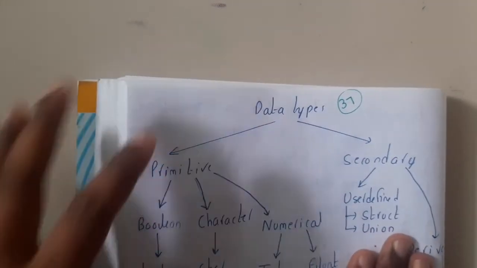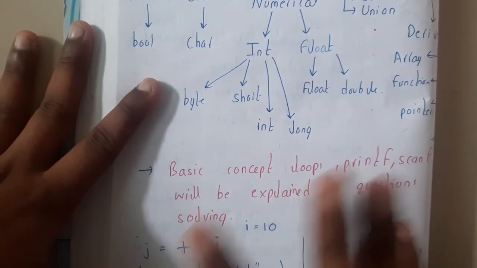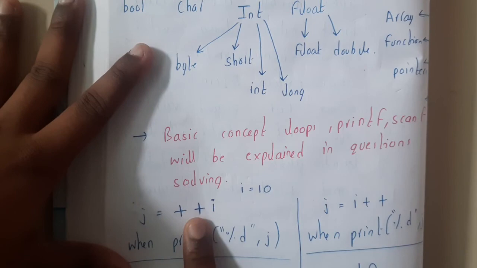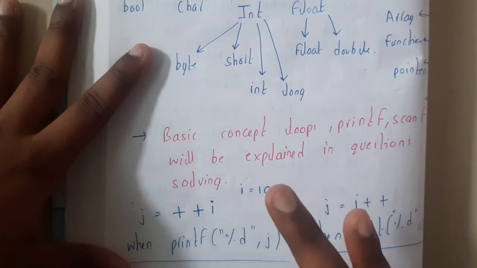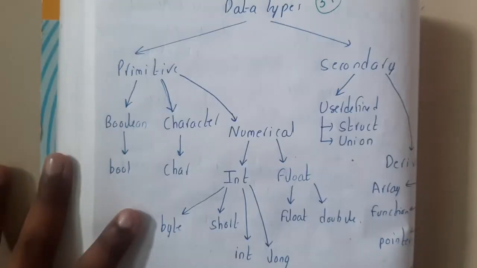Moving on, in the next lecture, let us discuss the data types. A small confusion for most students is with respect to increment, pre-increment and post-increment. These we will also be discussing in the next lecture, guys. So let us meet in the next lecture.